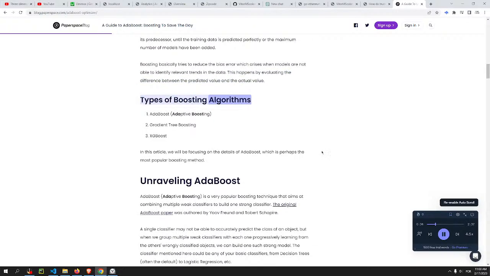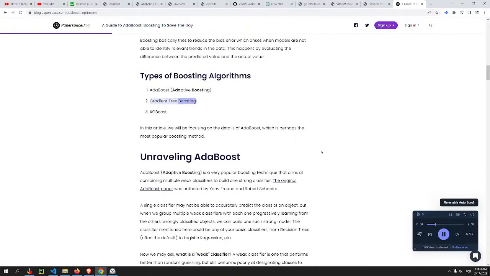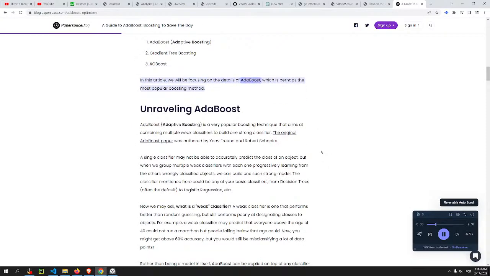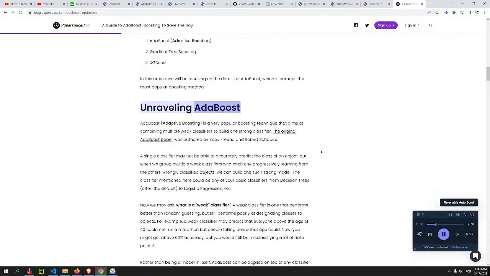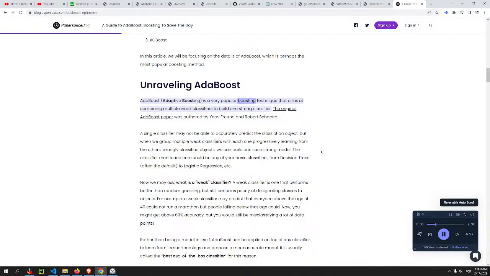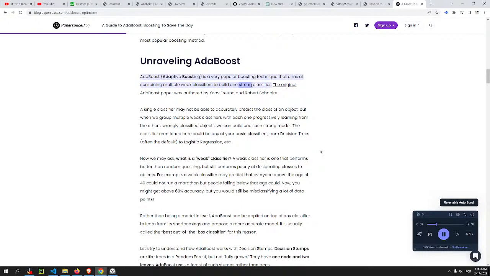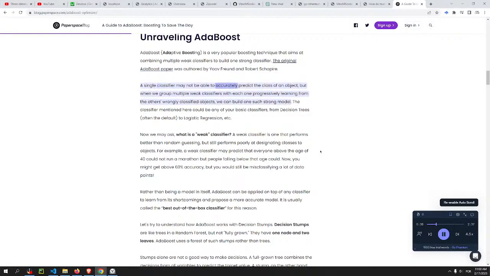Types of boosting algorithms: AdaBoost (adaptive boosting) and gradient tree boosting. In this article, we will be focusing on the details of AdaBoost, which is perhaps the most popular boosting method. Unraveling AdaBoost. AdaBoost, adaptive boosting, is a very popular boosting technique that aims at combining multiple weak classifiers to build one strong classifier. The original AdaBoost paper was authored by Yoav Freund and Robert Schapire. A single classifier may not be able to accurately predict the class of an object, but when we group multiple weak classifiers, with each one progressively learning from the other's wrongly classified objects, we can build one such strong model.